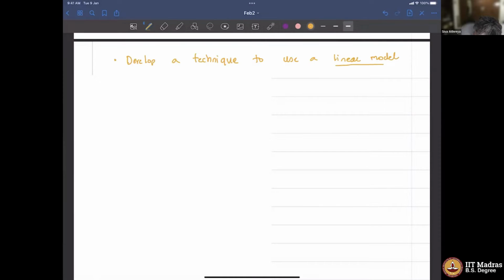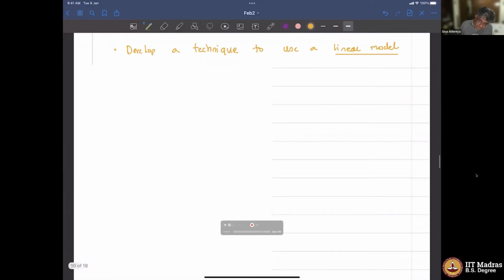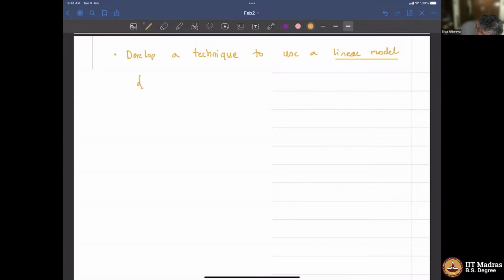Why I'm using a linear model will come as I go along with this course. Is a linear model valid for the data set? That is also a question we want to understand, but I will not do that today. So what does this mean? I have my data set xi and yi, for 1 less than or equal to i less than or equal to n, let's say there are n points. That's my data set.